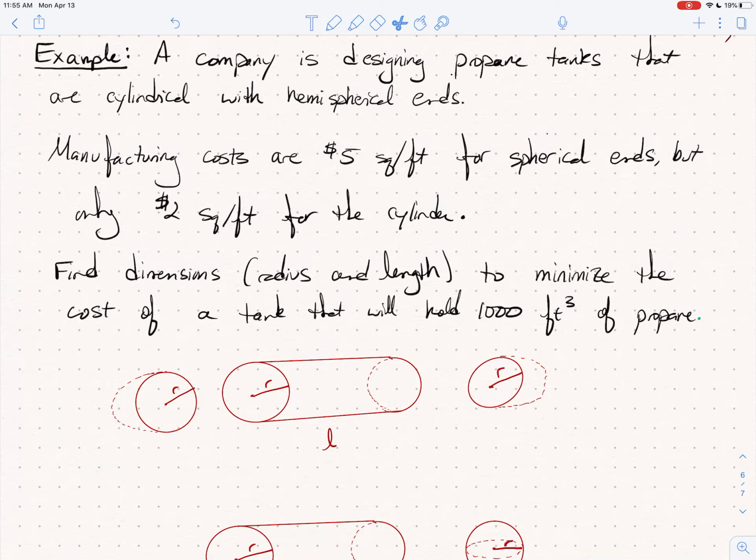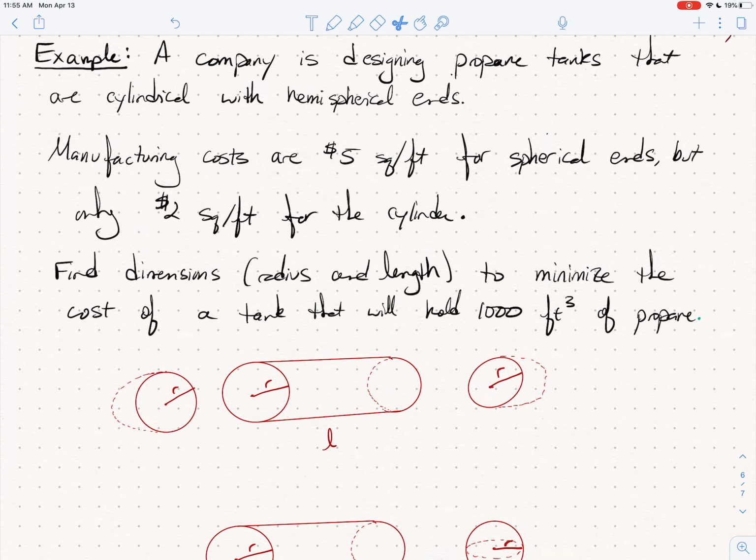All right, last problem. So we're going to design some propane tanks. Ours are going to be just like the ones that you've seen, not the tanks for your grill, but the tanks out in your yard or on a truck. They're going to be cylindrical with hemispherical ends. And so we're going to go ahead and assume the manufacturing costs that you see on the screen.